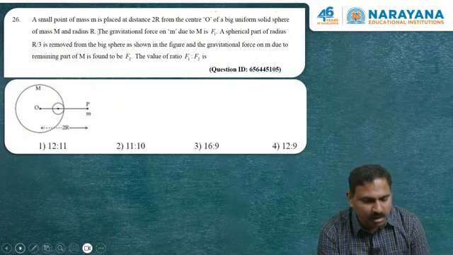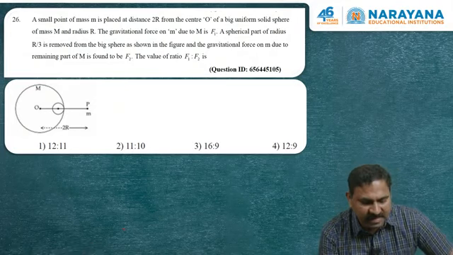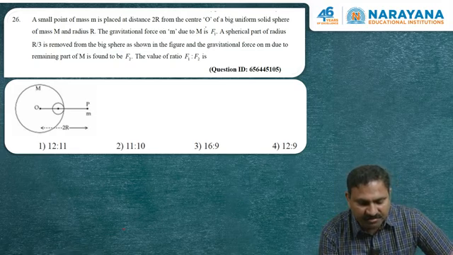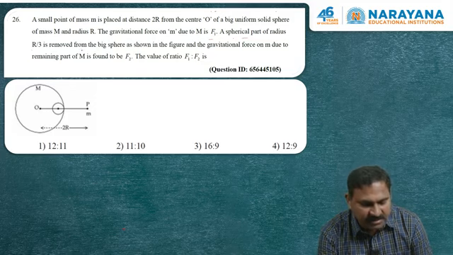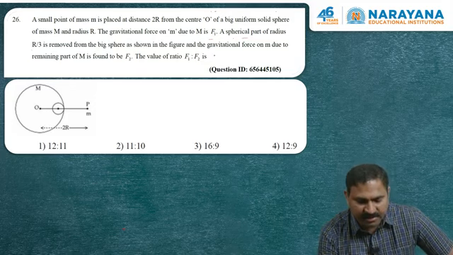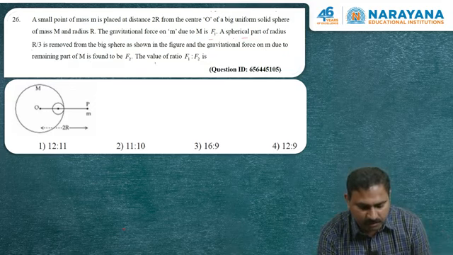First question: a small point of mass m is placed at a distance 2r from the center O of a big uniform solid sphere of mass m and radius r. Gravitational force on m due to m is F1. A spherical part of radius r by 3 is removed from the big sphere as shown in the figure, and the gravitational force on m due to the remaining part of m is found to be F2.